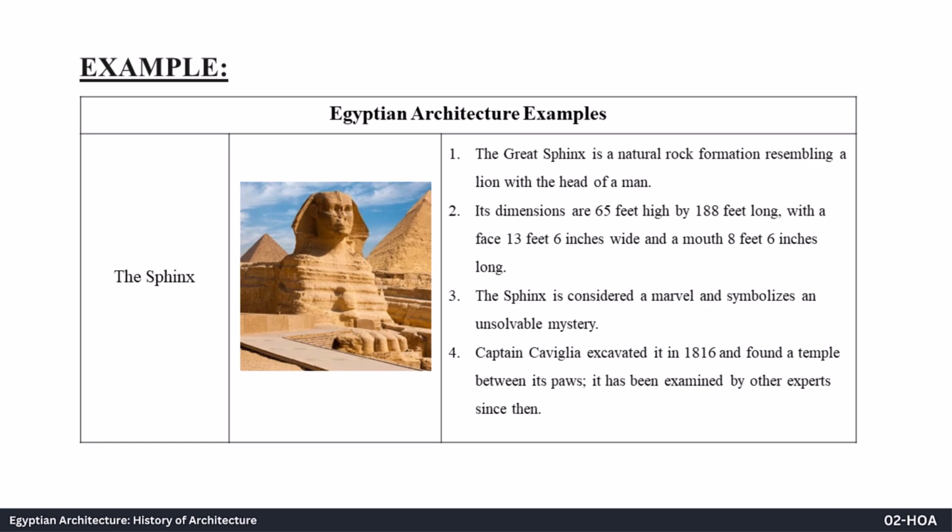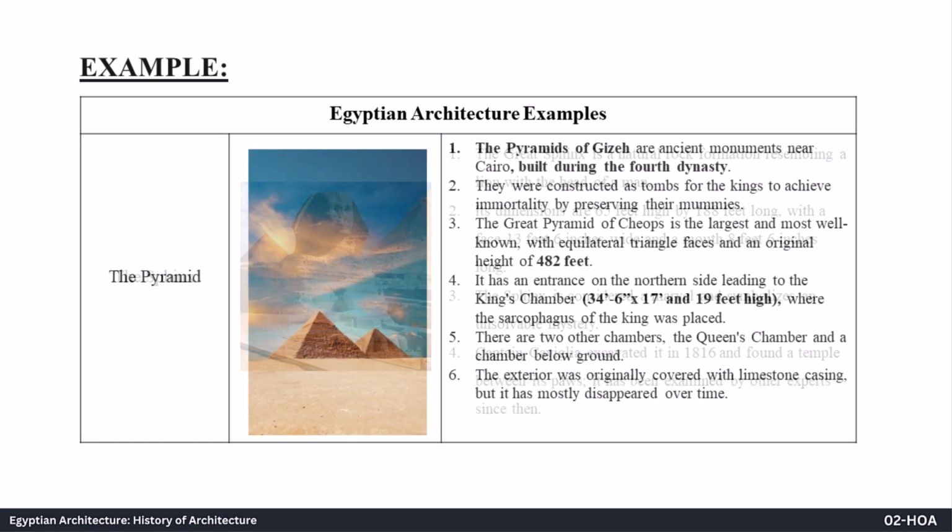Captain Caviglia excavated it in 1816 and found a temple between its paws. It has been examined by other experts since then. The Pyramid. The pyramids of Gizeh are ancient monuments near Cairo, built during the 4th dynasty. They were constructed as tombs for the kings to achieve immortality by preserving their mummies.